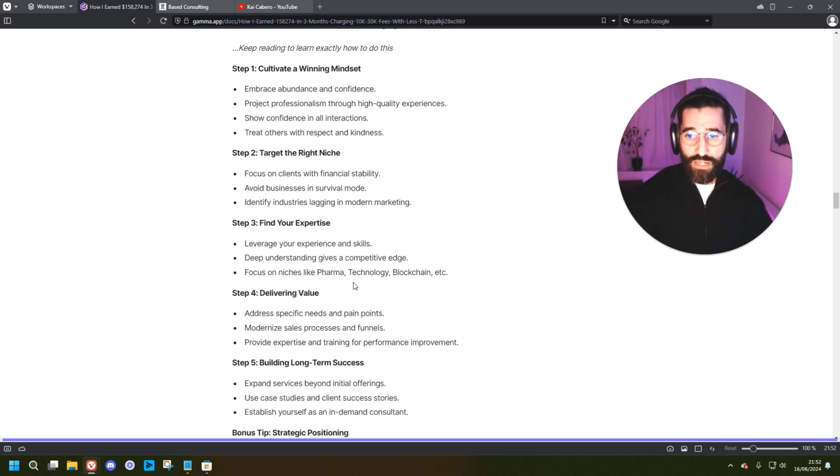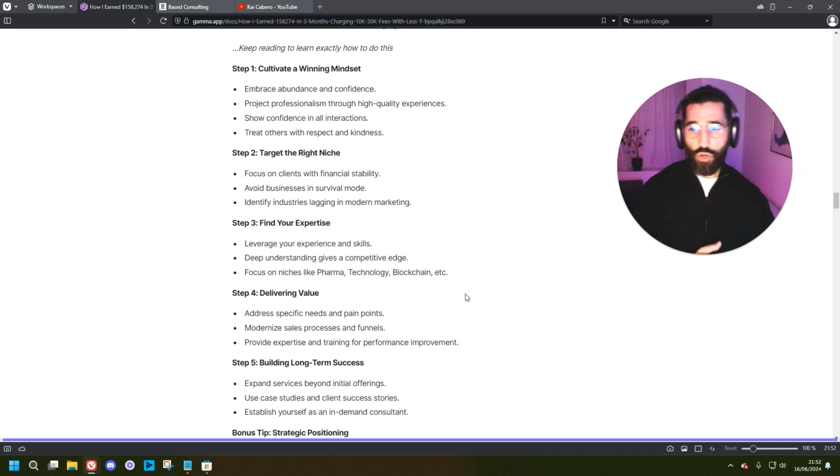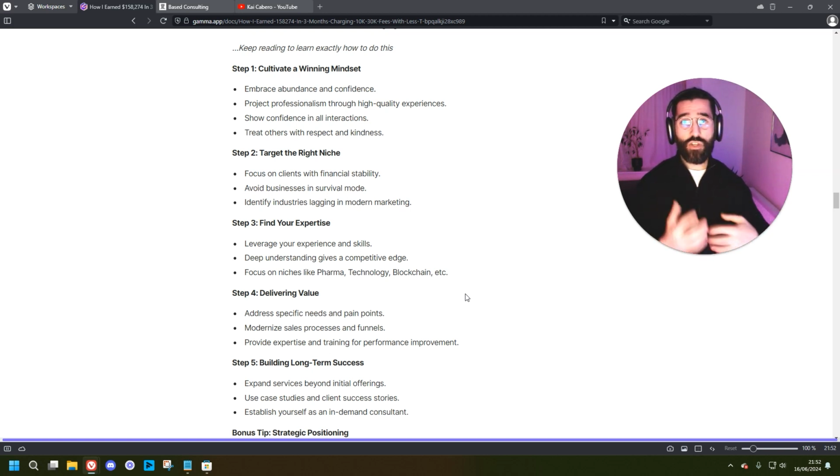So step four is delivering value, and you need to address the specific needs and pain points of your market, modernize sales processes and funnels, and provide expertise and training for performance improvement. Okay. So find out what keeps your market up at night. What is the biggest challenge that you can solve in their business? Deep understanding of exactly how they use their language, how they speak to each other, how they communicate, how they do deals, sales cycles. Make sure you're modernizing the sales process and funnels, right?